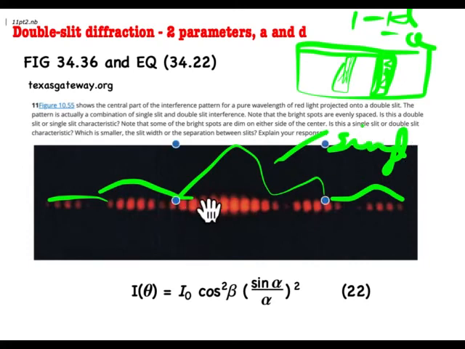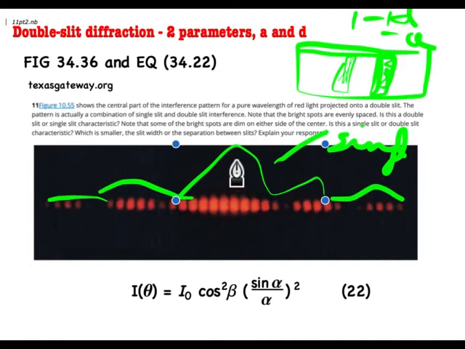And this other diffraction pattern comes from the double slit. It's like Young's experiment, two thin slits. So this is the interference pattern that you would have for particular values of the wavelength of the red light, and A, size of the slit, and D, the distance between the two slits.